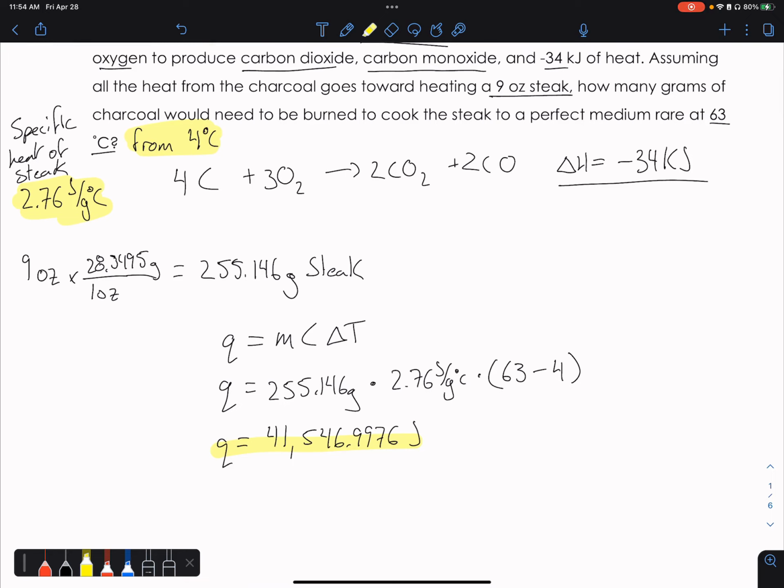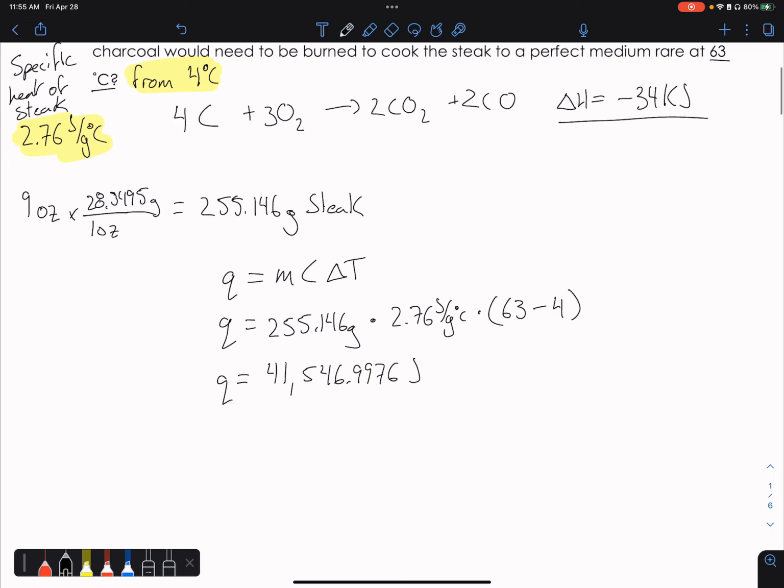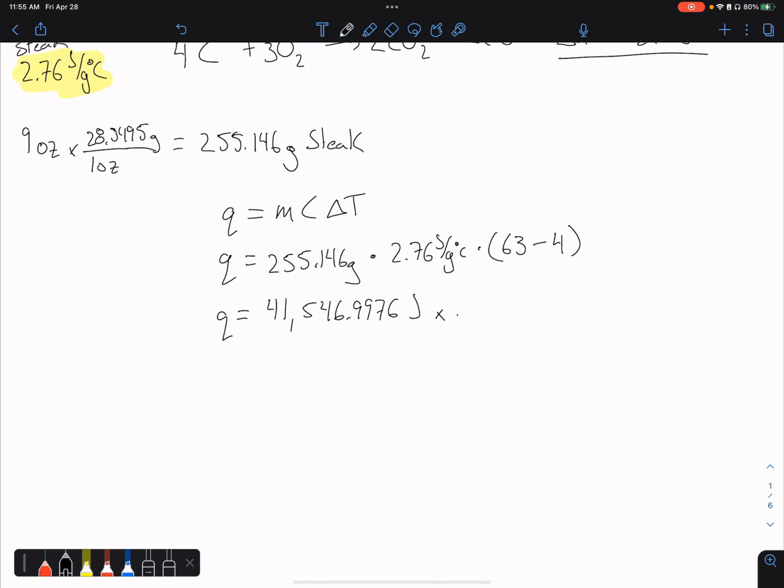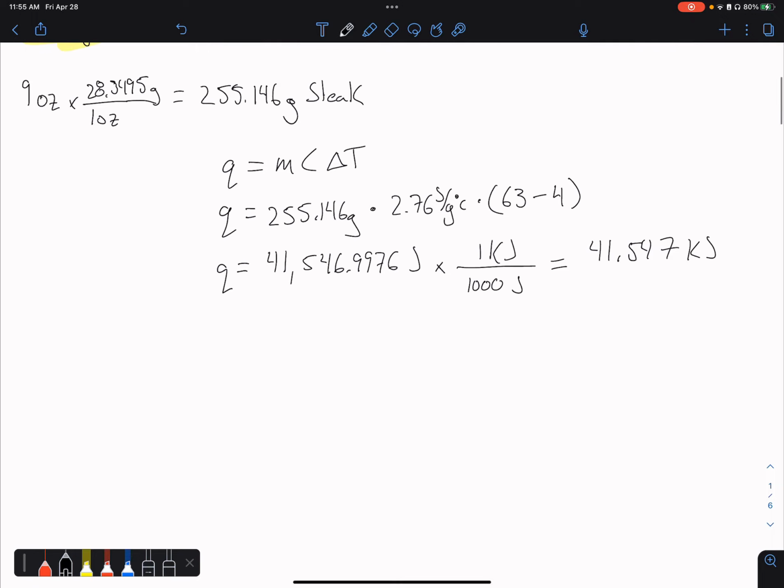Now we're going to take this number of joules and relate that back to our chemical equation here. But that's in kilojoules, so we have to convert this to kilojoules. 1,000 joules is 1 kilojoule. So that's going to be 41.547, which is probably enough sig figs, kilojoules.